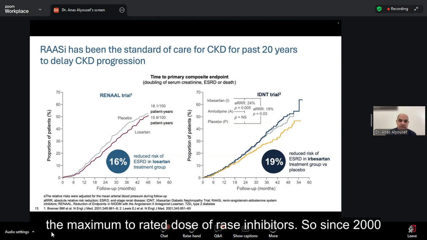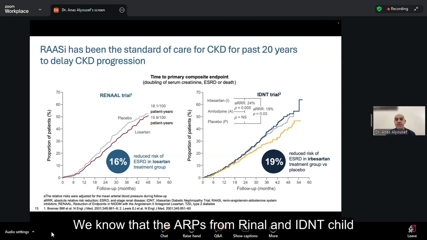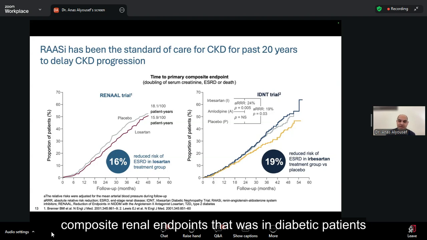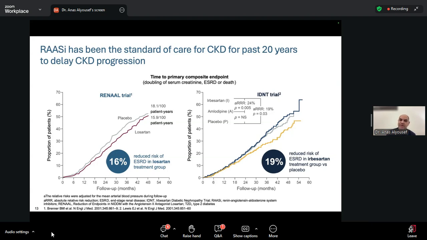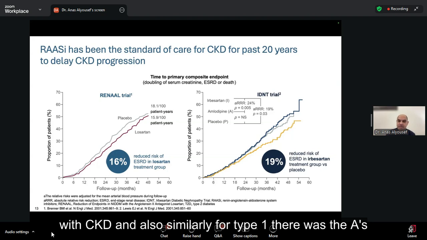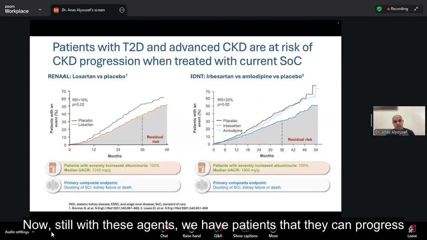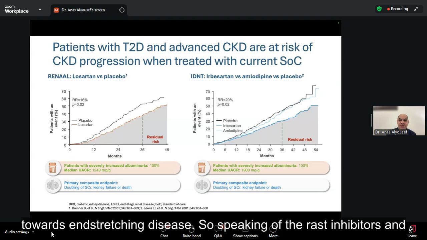Since 2000, we know that the ARBs, from the RENAAL and IDNT trials, have shown good positive outcomes in reducing the composite renal endpoints in diabetic patients with CKD. And similarly for type 1, there was the ACE trial. Now, still with these agents, we have patients who are going to progress towards end-stage kidney disease.